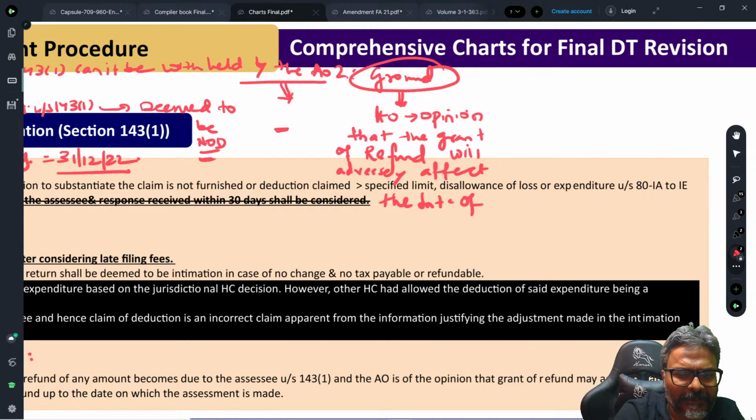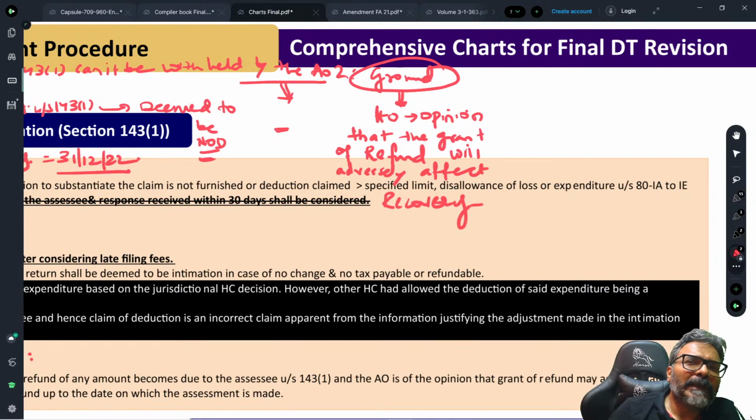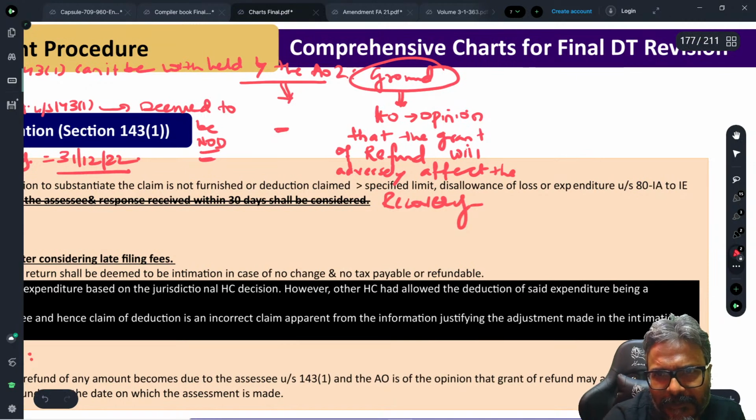Or may I say, adversely affect the recovery. The recovery, Shuddhadev. So the grant of refund will adversely affect the recovery. So that is what they are talking about. Adversely affect the recovery. That is point number 1. So this is the ground.